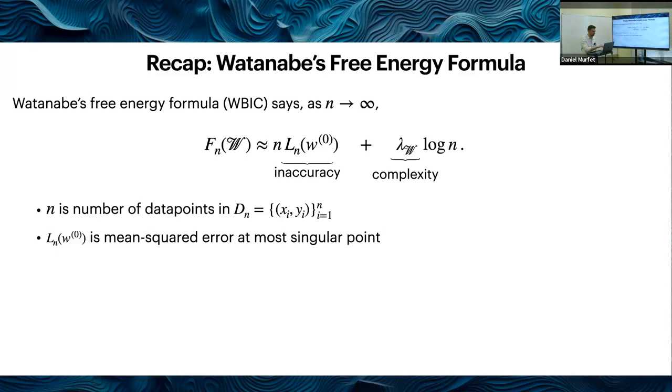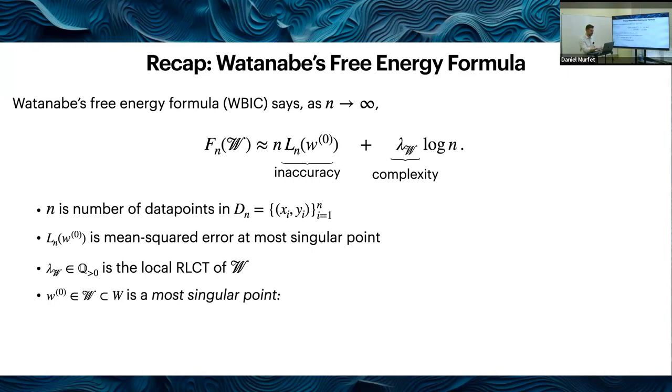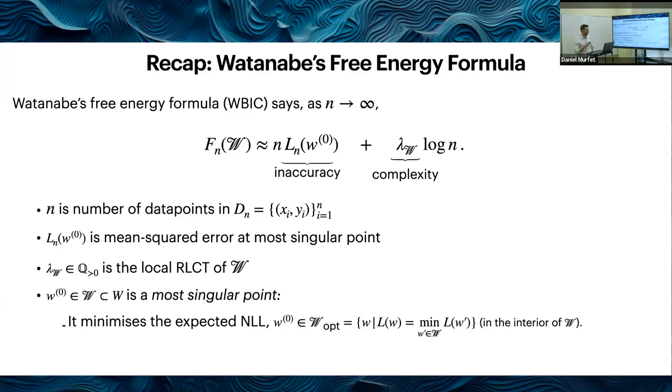n is the number of samples from the truth. Ln of W is just the mean squared error evaluated at the most singular point in the set. I'll come to what the most singular point is in a moment. Lambda W is the local RLCT of that particular neighborhood. And this W0, the most singular point in the neighborhood, is an optimal parameter within the interior of the neighborhood. So it can't be on the edge, and it has the lowest RLCT of any point within that neighborhood. And so the most singular point really defines the geometry of the neighborhood curly W.